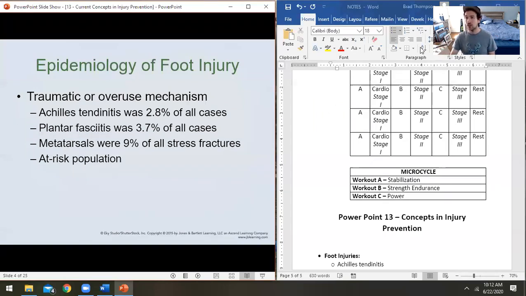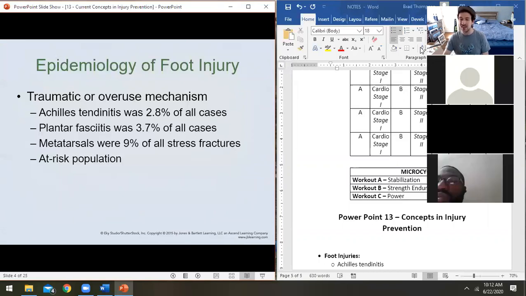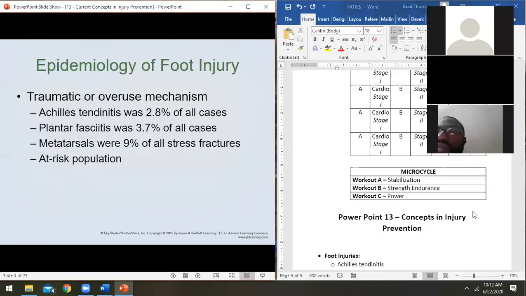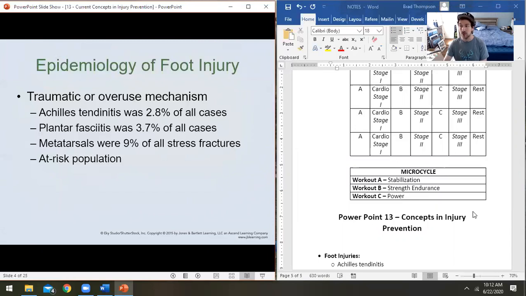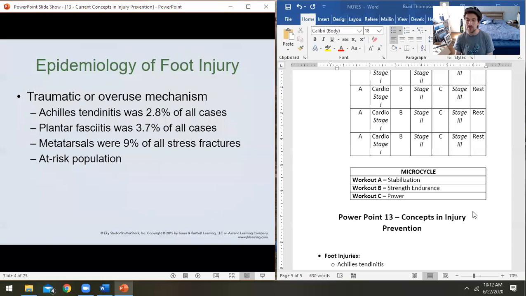Anytime you see "itis," it means inflammation. And you know what the best way to get inflammation to go away is? Rest. How are you supposed to rest your feet? You have to walk on them for literally everything we do. That's why plantar fasciitis is such a nagging injury that people deal with for such a long period of time. So Achilles tendonitis is a common one. Plantar fasciitis is a common one.